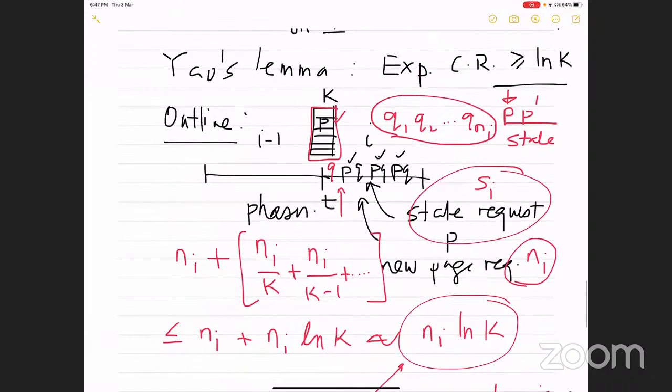Well, if you look at two consecutive phases, right? So let's look at two consecutive phases, phase i minus 1 and phase i. What can I say about them? What is the total number of distinct pages accessed during these two phases? Okay, so the total number of pages accessed during phase i minus 1 and phase i.